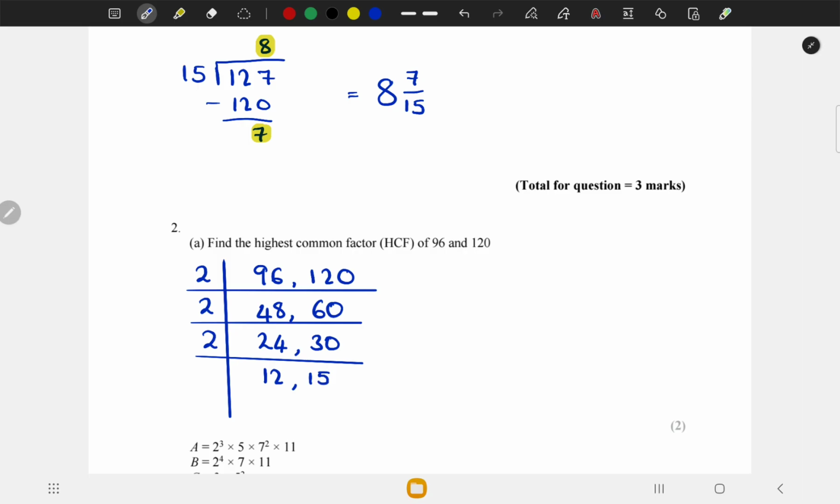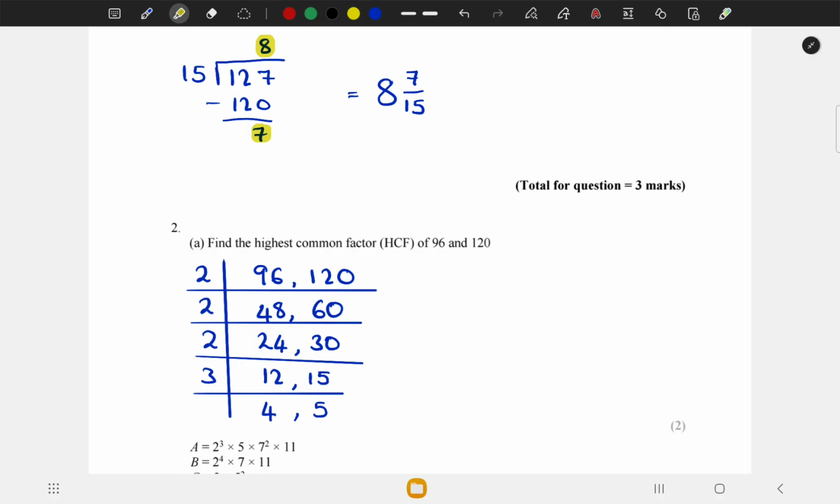Let's confirm if there's anything else in common. I know that they're both divisible by 3. And so I'm going to divide by 3. 12 divided by 3 gives me 4. And 15 divided by 3 gives me 5. Now there is nothing left in common between 4 and 5.